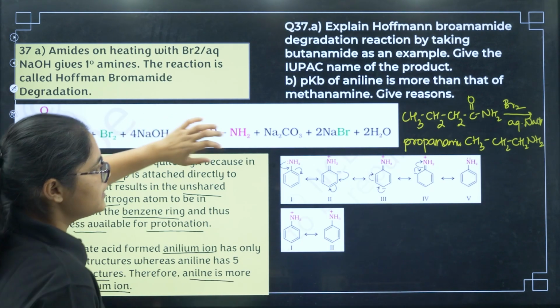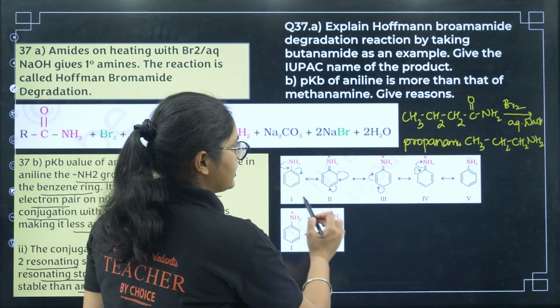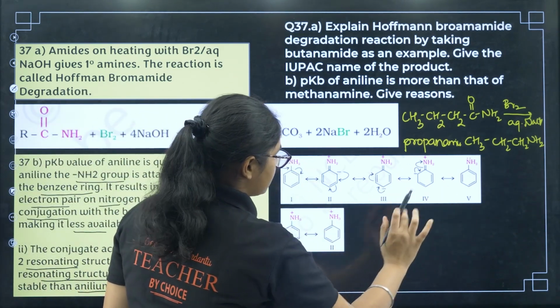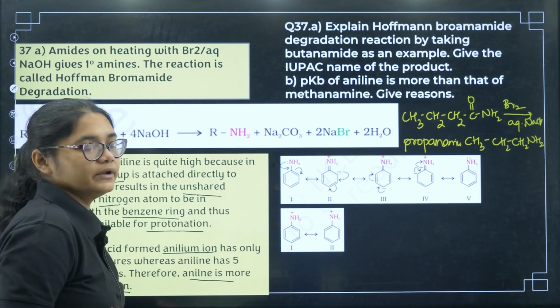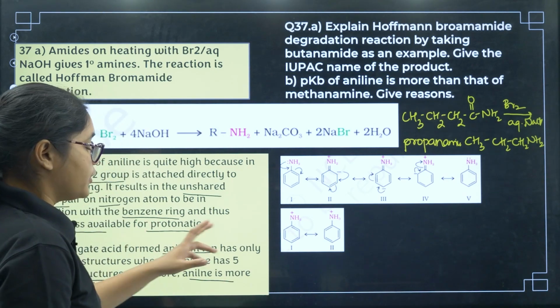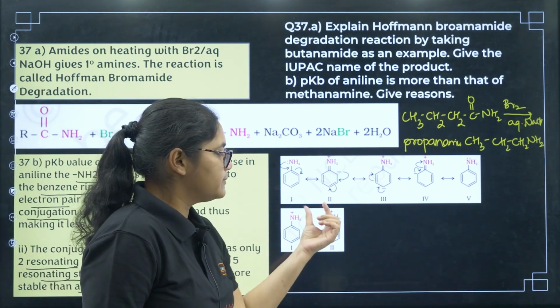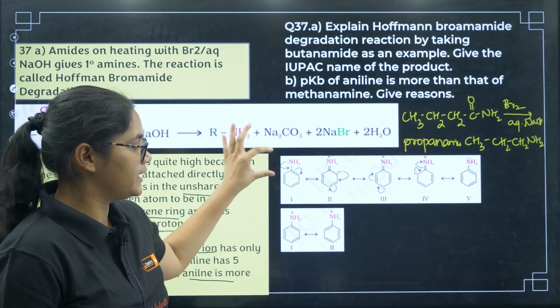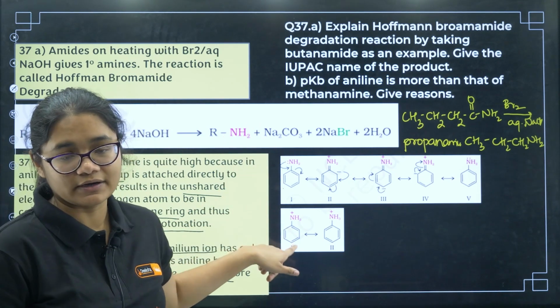You can also see the resonating structures here. Aniline has 5 resonating structures, whereas anilium has only 1. Sorry, only 2. So, this is more stable. If this is more stable, it will stay in this particular form, it won't get converted to this form.